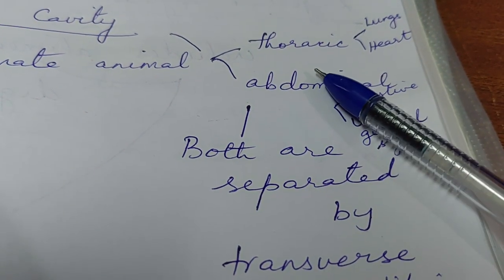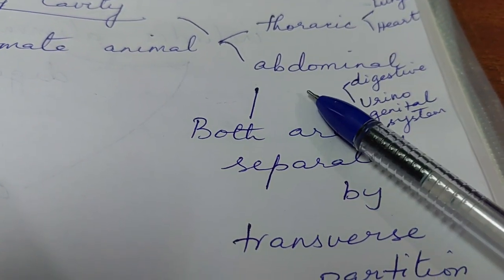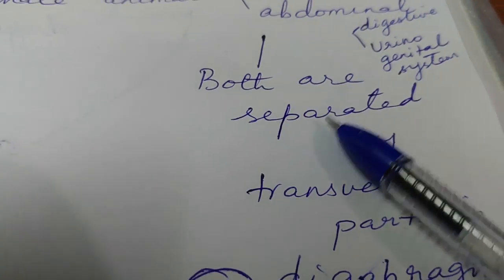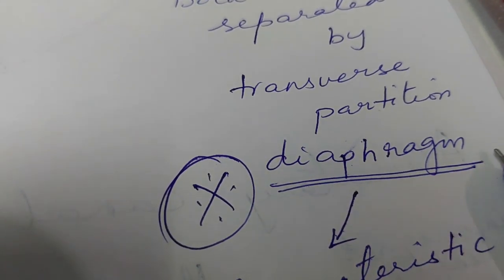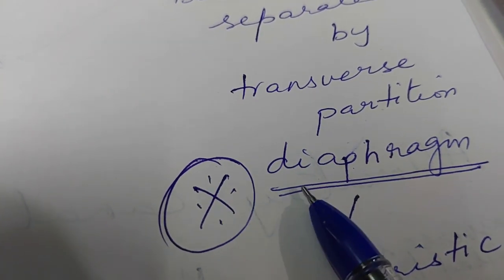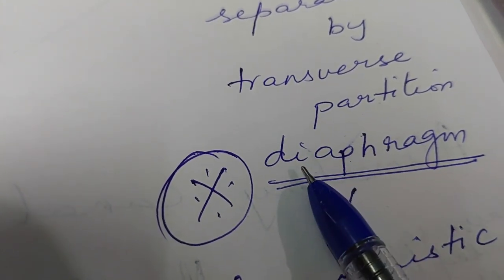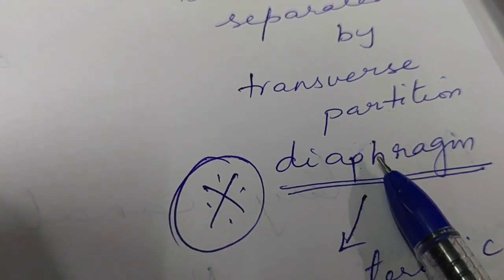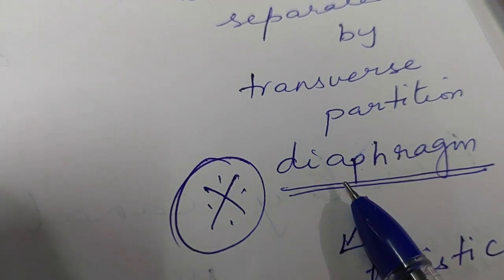In the thoracic region, lungs and heart are present. And in the abdominal region, the digestive system and the urogenital system are present. So both are separated by a transverse partition called a diaphragm. Diaphragm is like a slit, children. It is a layer actually, a layer of skin actually, a clear part that separates our upper thoracic region and the lower abdominal region.